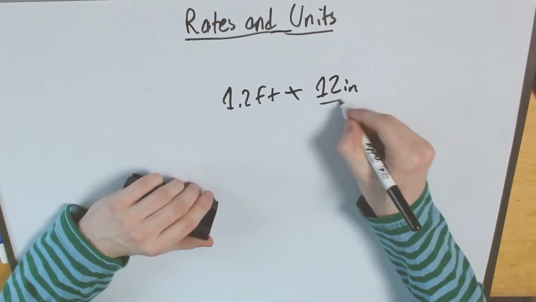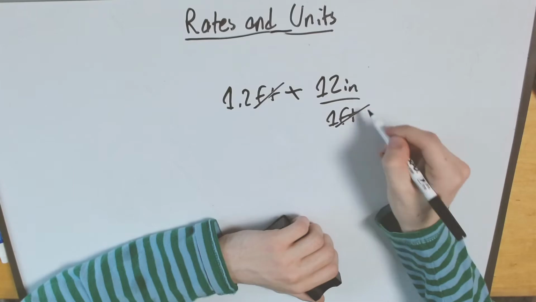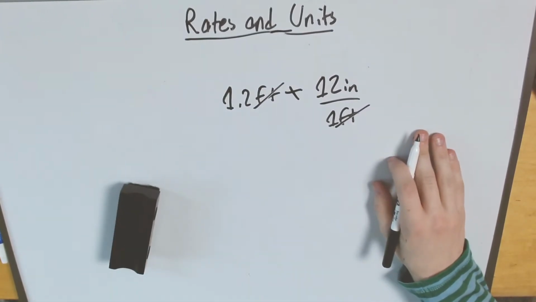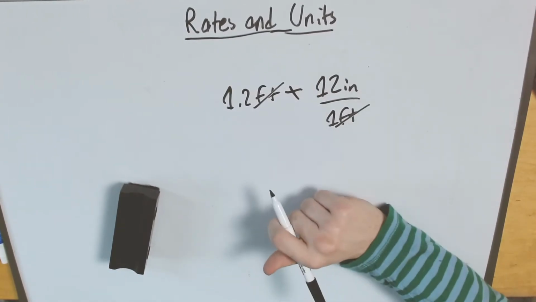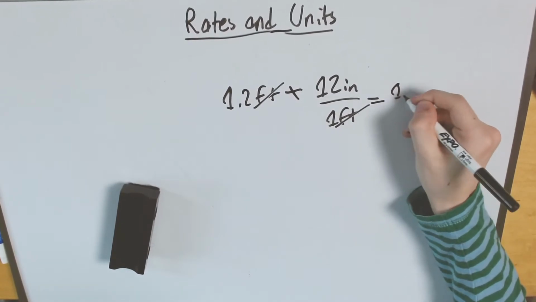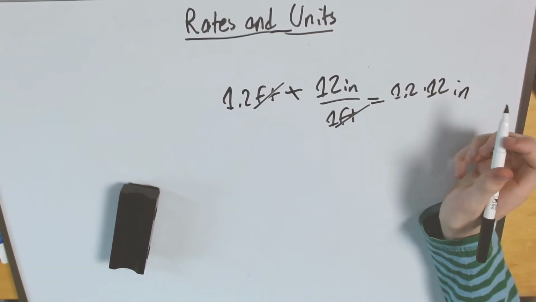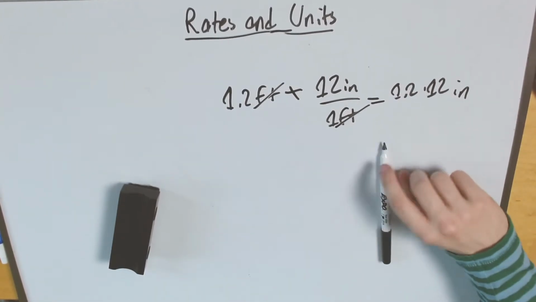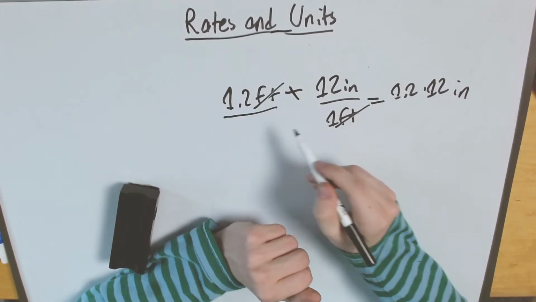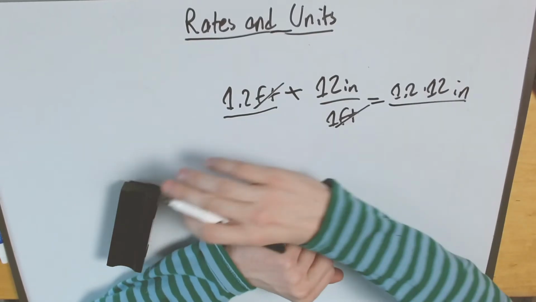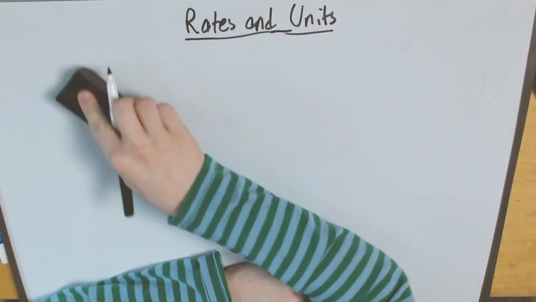by 12 inches over 1 foot, I'd be able to cancel out this feet value. I treat it like a normal variable, a normal value, and I can just cancel it out. And so I'm left with 1.2 times 12 inches, and that is my final answer. I can do the multiplication and convert my value in feet to a final value in inches. But that's not all.